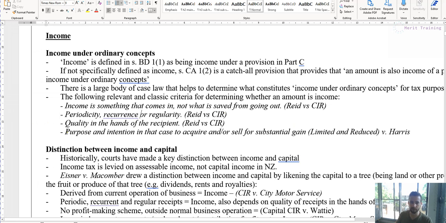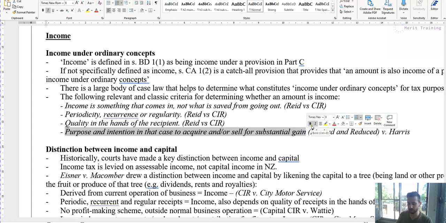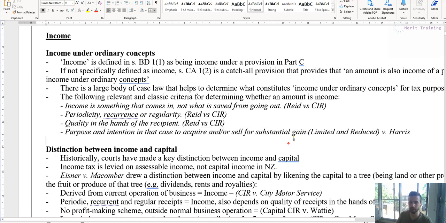And then finally, purpose and intention in that case to acquire and or sell for substantial gain. So whether or not you're trying to acquire and sell something for gain indicates that it might be more on the side of capital, unless you're in the business of doing that, right? So for example, you have people who flip properties, right? So typically the sale of a property would be a capital account, but if that's your business, right, then it would be income.